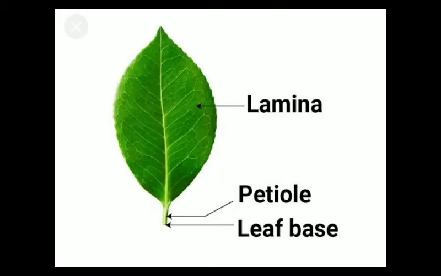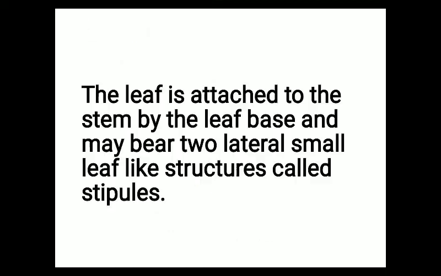Now, one by one, we will discuss them. In this diagram you can see this is the leaf base, this stalk-like structure is the petiole, and this broad green structure is the lamina. Now we will discuss the leaf base. What is the function of this leaf base? The leaf is attached to the stem by the leaf base and may bear two lateral small leaf-like structures called stipules. So the stipule is very important.